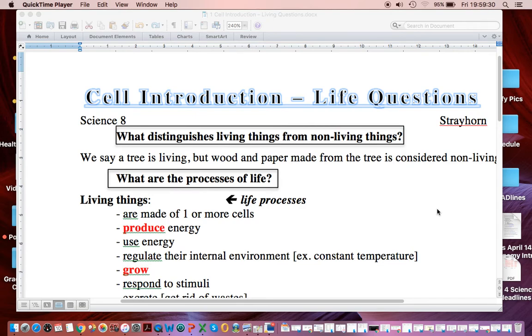The section we're starting today is on the cell and the microscope, and this introduction sheet, which says Life Questions, has some information but also asks some big questions about what distinguishes living things from non-living things. So for example, why is a slug considered to be alive but a rock is considered to be non-living, not dead but non-living? We also want to address what are the processes of life. What things do living things have to carry out?